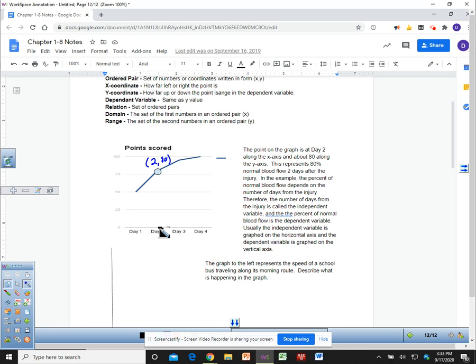So that is why it is called a dependent variable. An independent variable is something you can control. You can control what time you do something. You can control how long you do it for. You can't control what the result is.